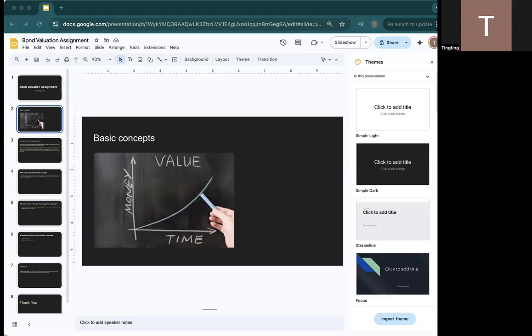The key bond terms include the par value, which is the amount repaid at maturity, the maturity, which is the time until the bond expires, and the market price, which fluctuates based on interest rates and economic conditions. Longer-term bonds are more sensitive to interest rate changes than shorter-term bonds.